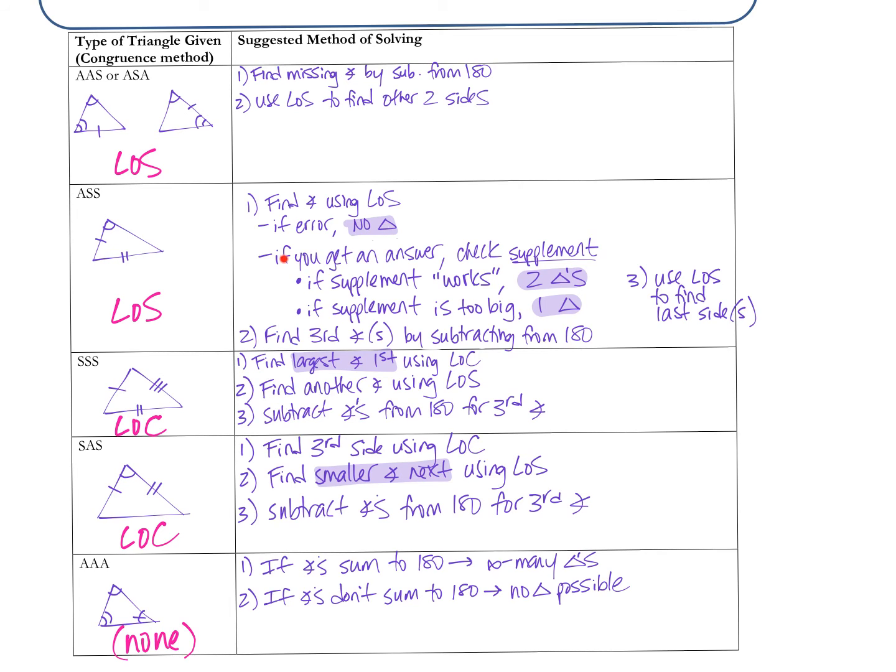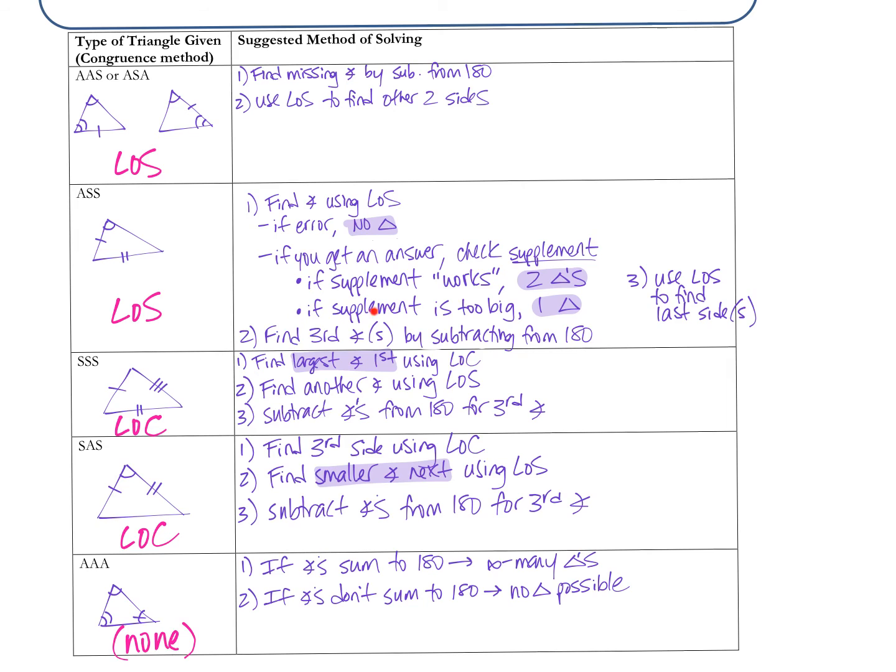If you get an answer when you do law of sines, then you have to check the supplement. And if the supplement actually works in the triangle, meaning that you can make a second triangle with those angle measures and it's not too big, that means you have two triangles possible. And that unfortunately means there's a lot more work and a lot more number crunching you need to do. Those are the hard ones. That's like the special case. Those are worth like 20 points on the test and the quiz just because there's so much to do.